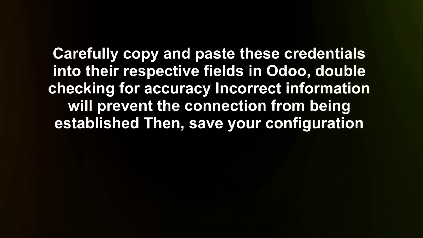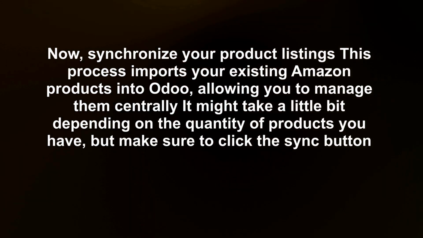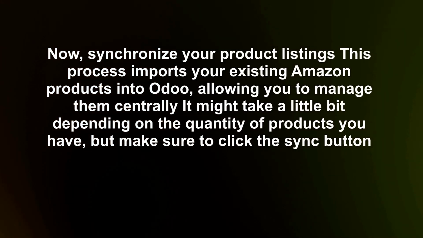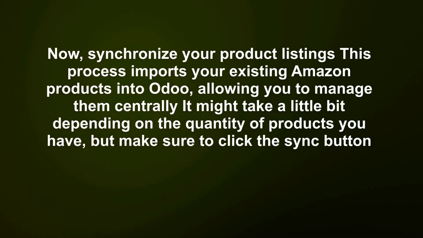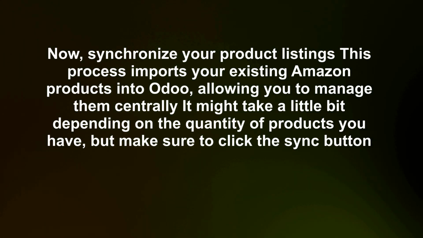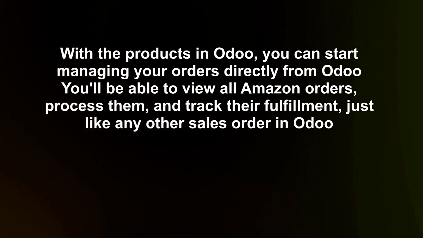Then, save your configuration. Now, synchronize your product listings. This process imports your existing Amazon products into Odoo, allowing you to manage them centrally. It might take a little bit depending on the quantity of products you have, but make sure to click the Sync button. With the products in Odoo, you can start managing your orders directly from Odoo.